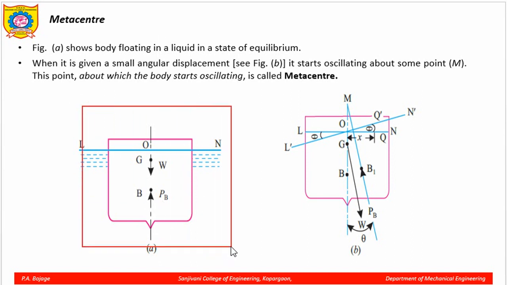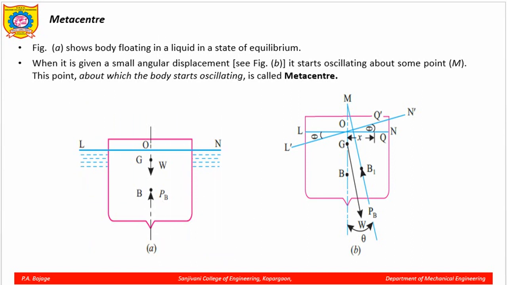When it is given a small angular displacement, for example this ship model, it starts oscillating about a point M. You can see this is the point M, and this point above which the body oscillates is called the metacenter. It is an imaginary point above the CG point, above which the body oscillates like this.